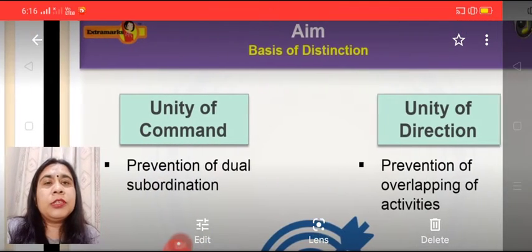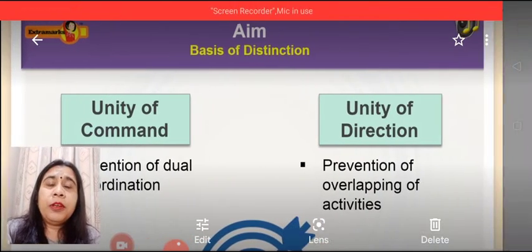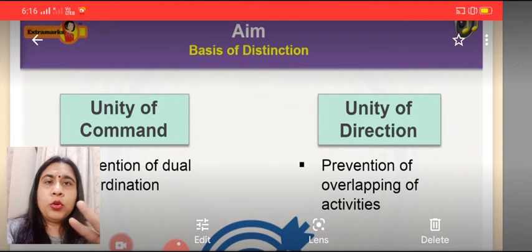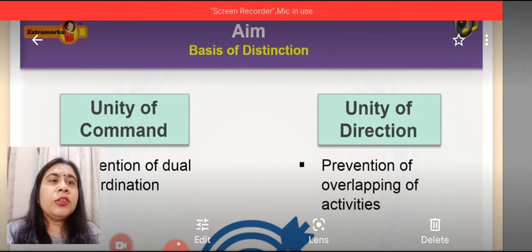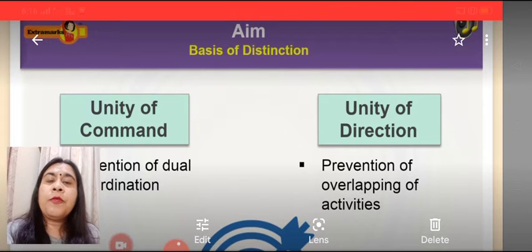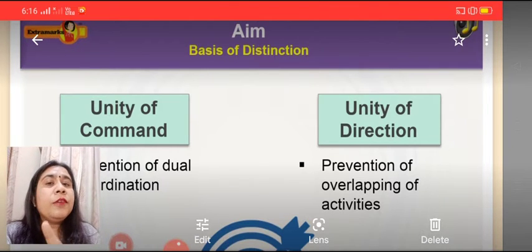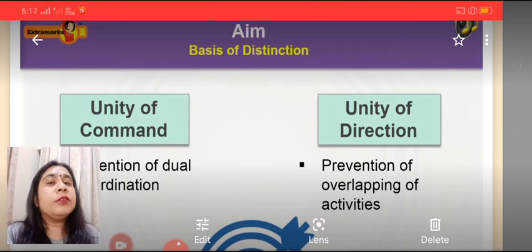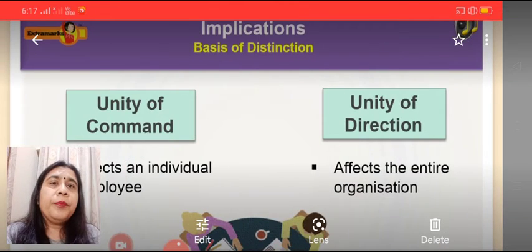The second basis of distinction is that unity of command prevents dual subordination, no two bosses. And unity of direction prevents overlapping of activities. Each different division will work separately. There are 4 divisions, all the 4 divisions will be working separately.